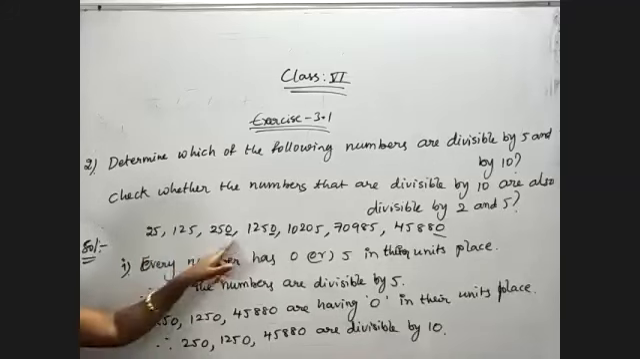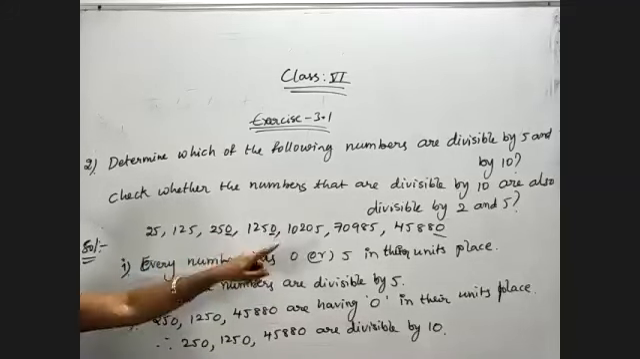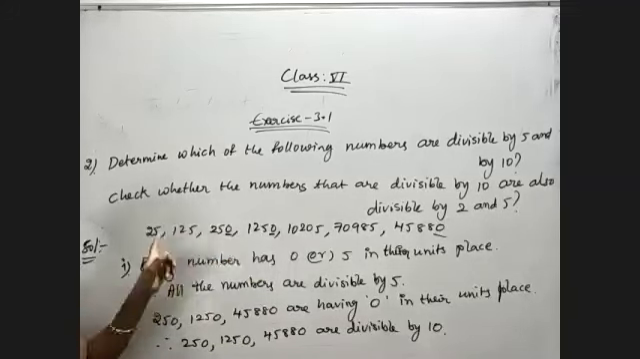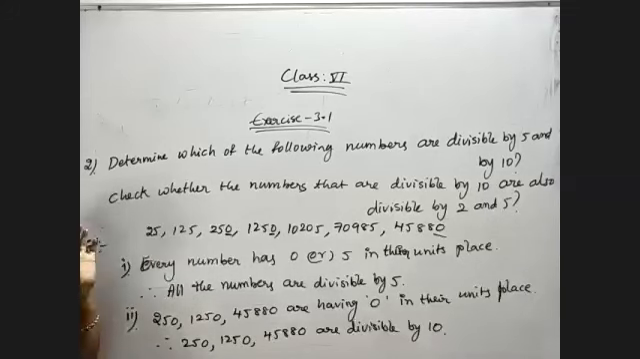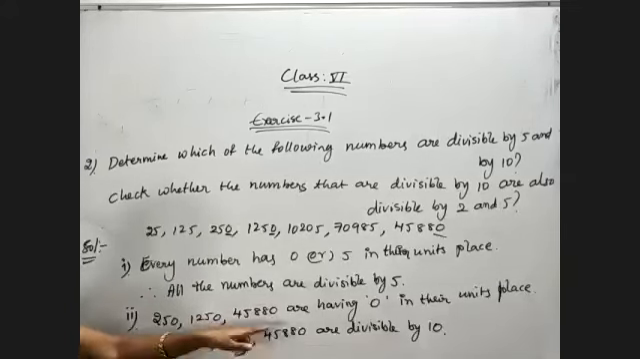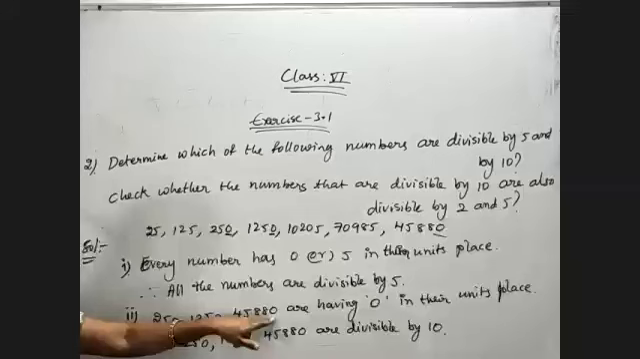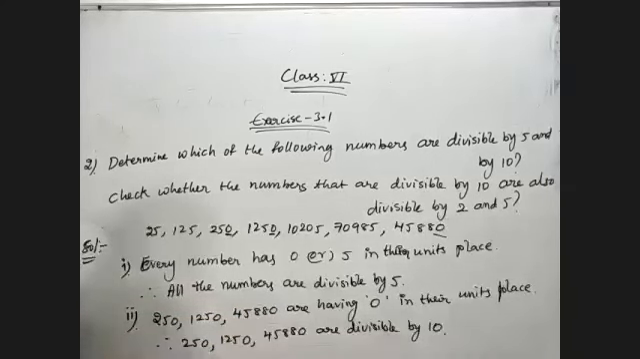So observe all these numbers. 0 we have in those 3 numbers only. Remaining all numbers are having 5. So those are not divisible by 2. So the numbers 250, 1250, 45,880 are having 0 in their unit place. So they are divisible by 2.